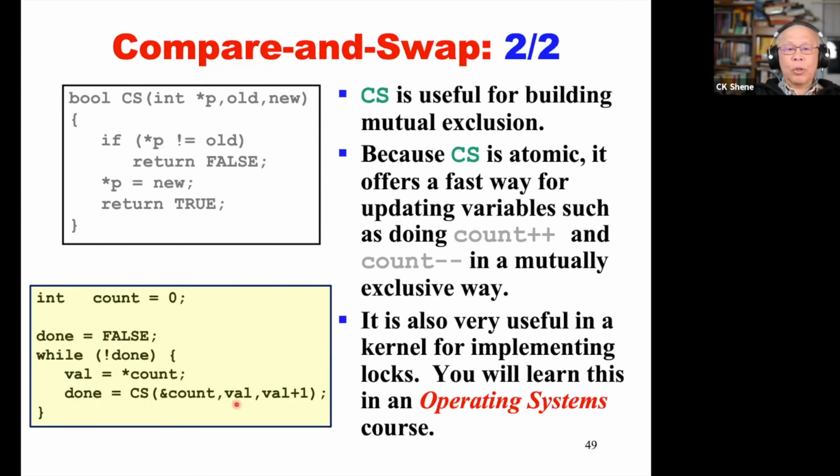The CS instruction compares whether the saved local value is the same as the global value. If they are the same, we use this new value, adding 1, to replace the count value, and it returns true. If the values are not the same, we return false. Now, I hope you still remember this example.